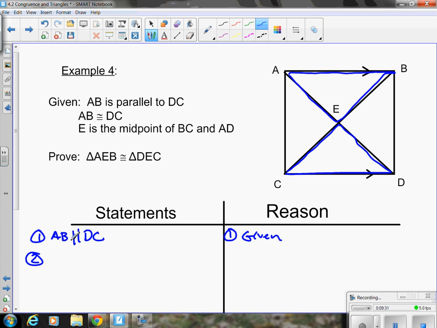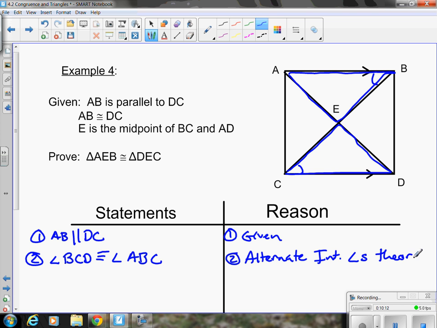Two, what can I conclude from that? If AB is parallel to DC, I know this set of angles has to be congruent. Okay, so I'm going to say angle BCD is congruent to angle ABC. This angle's got to be congruent to that angle. That's the alternate interior angles theorem. Remember, the theorems show angles are congruent. The converse shows lines are parallel.